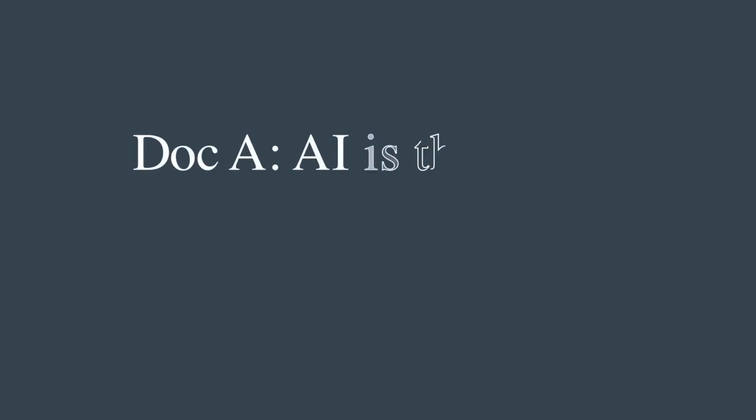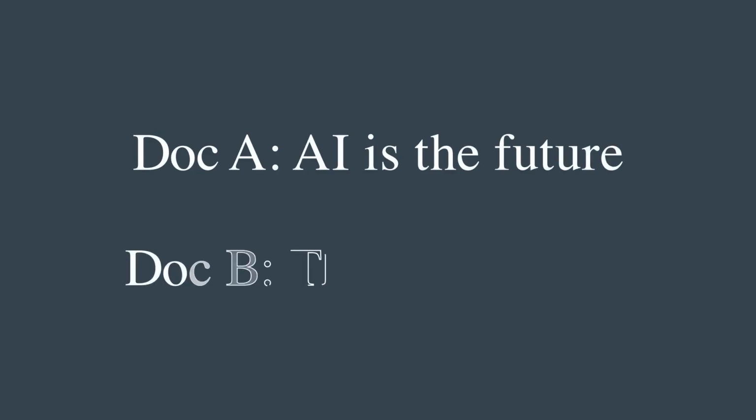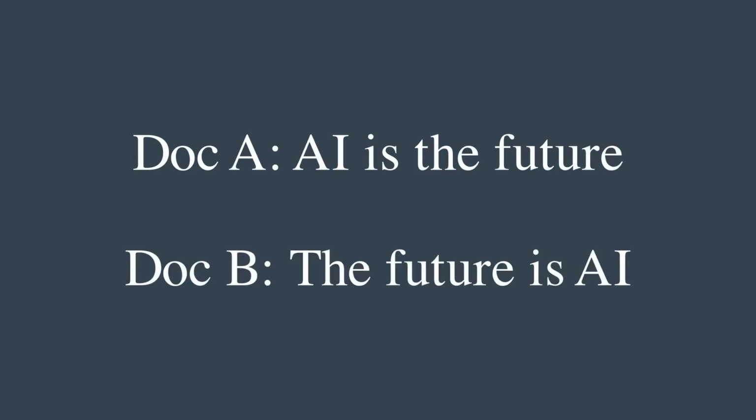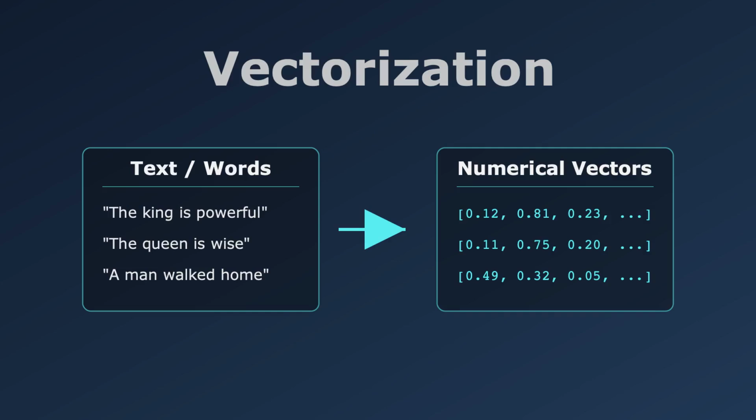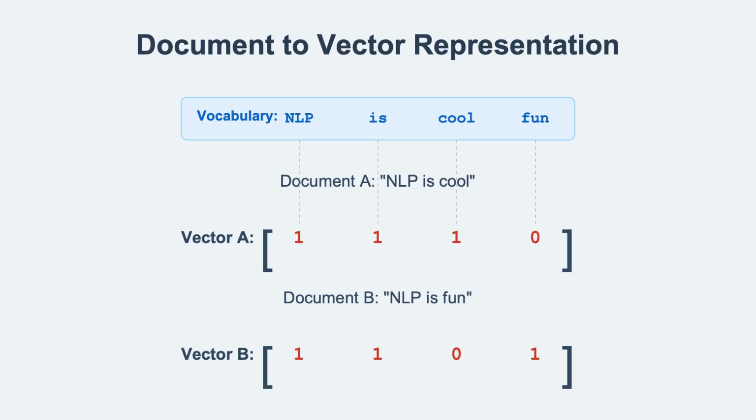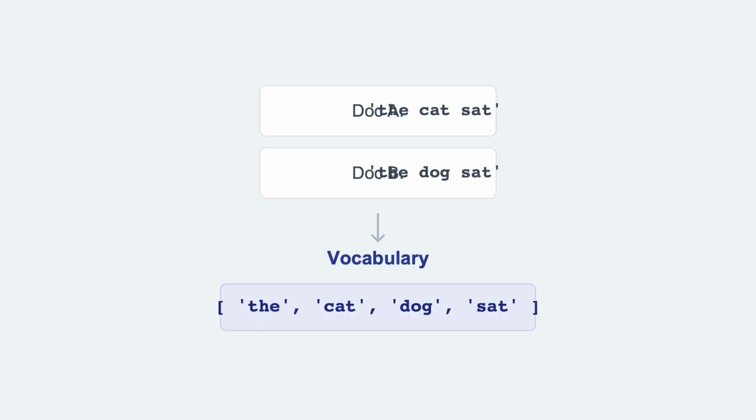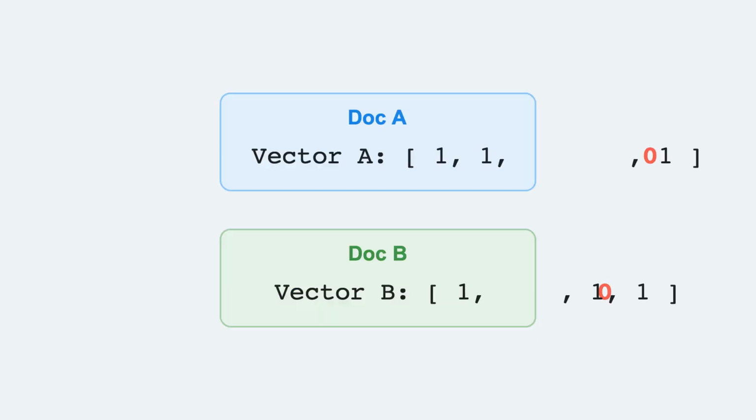So, how do we turn sentences into vectors and calculate this? Let us take two very simple documents. First, we need to convert these words into numbers, a process called vectorization. A simple way is to create a list of all the unique words in our documents. Now, we create a vector for each document by counting how many times each word from our vocabulary appears. Okay, this example is too simple, let us try another. Now we have our vectors.